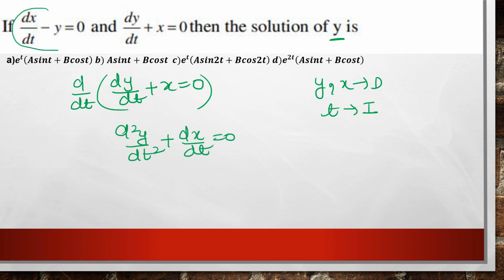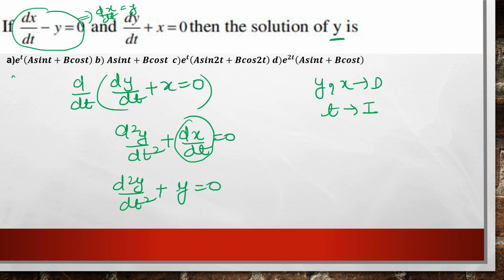Now from this equation, what is the value of dx over dt? From this, dx over dt is what? y. Okay, so now place this value here. So d square y over dt square plus y equals 0. This is a higher order differential equation with constant coefficients. What is the auxiliary equation here? The auxiliary equation is D squared plus 1 equals 0.